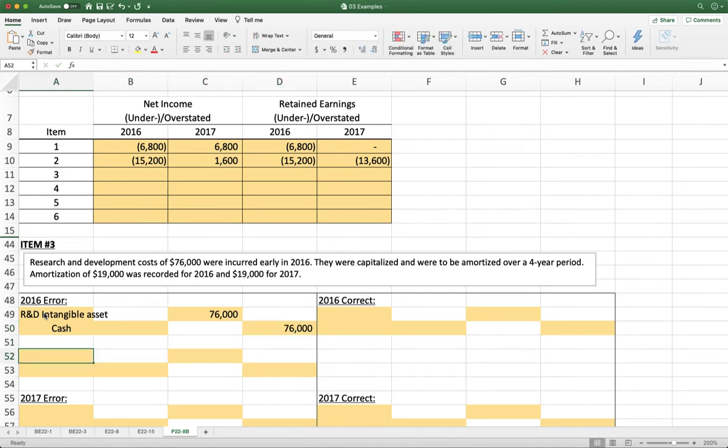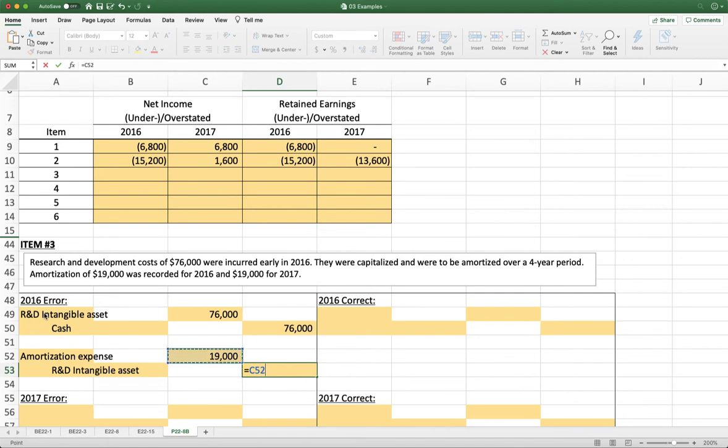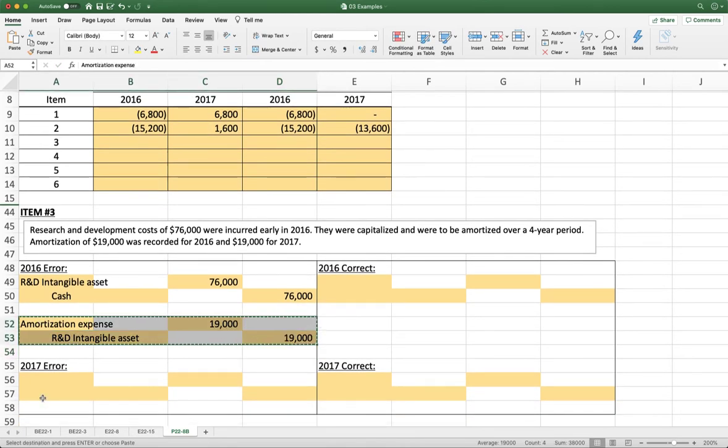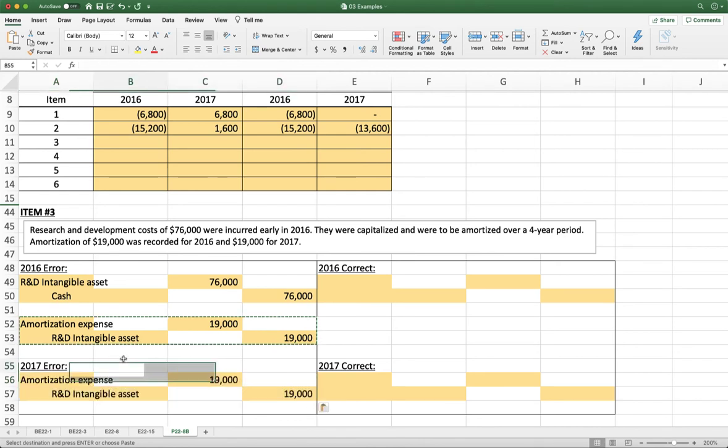And then they amortized it. So they took amortization expense for $19,000, and that would have decreased the value of their asset that they recorded, which was the R&D intangible asset. Then they did this again. They amortized again in the following year. So in 2017, they took 1 more year's worth of amortization expense.